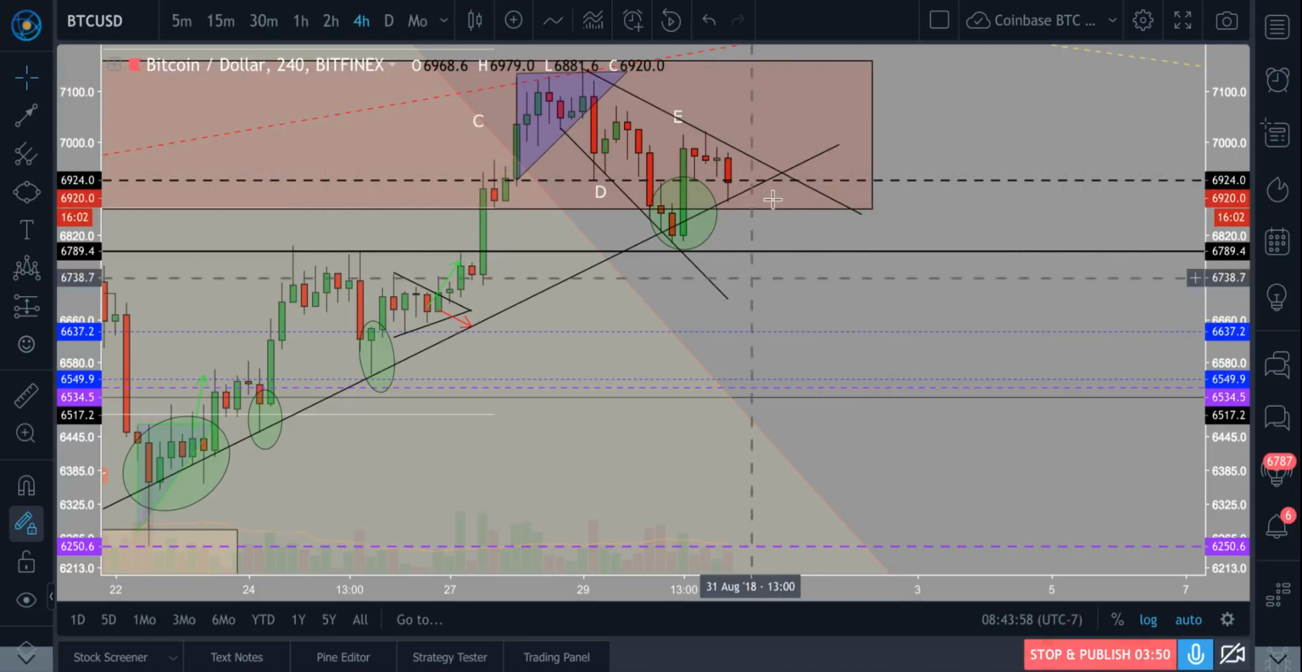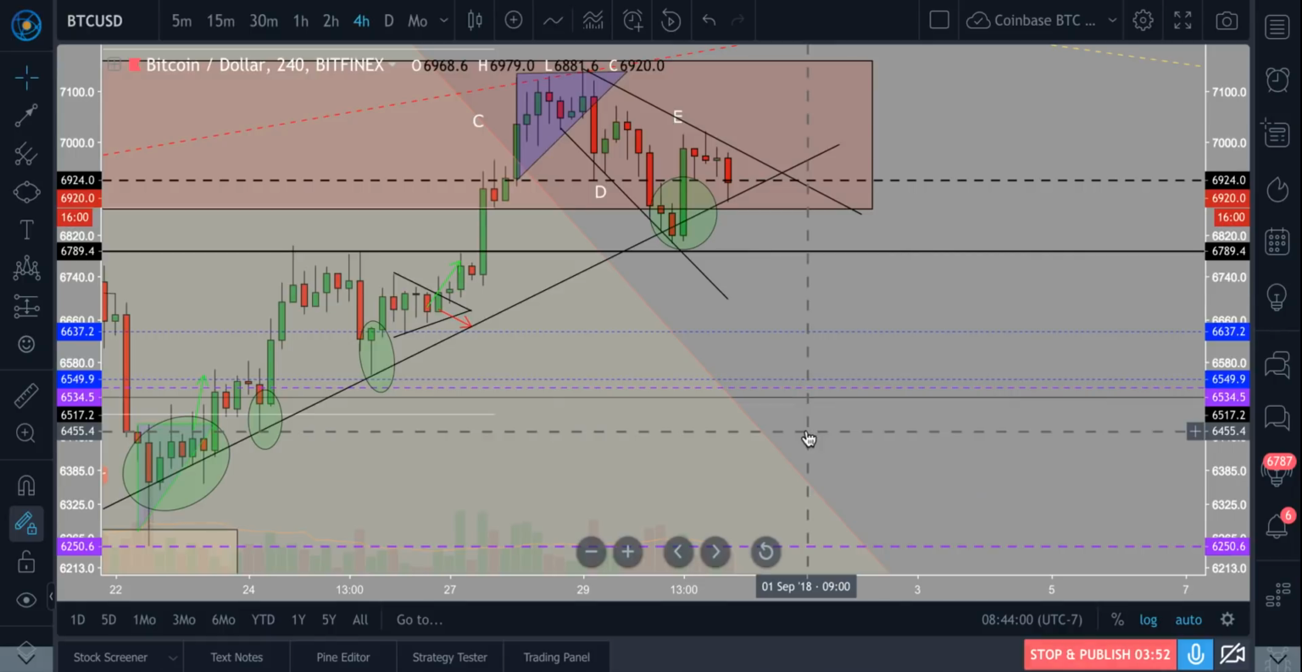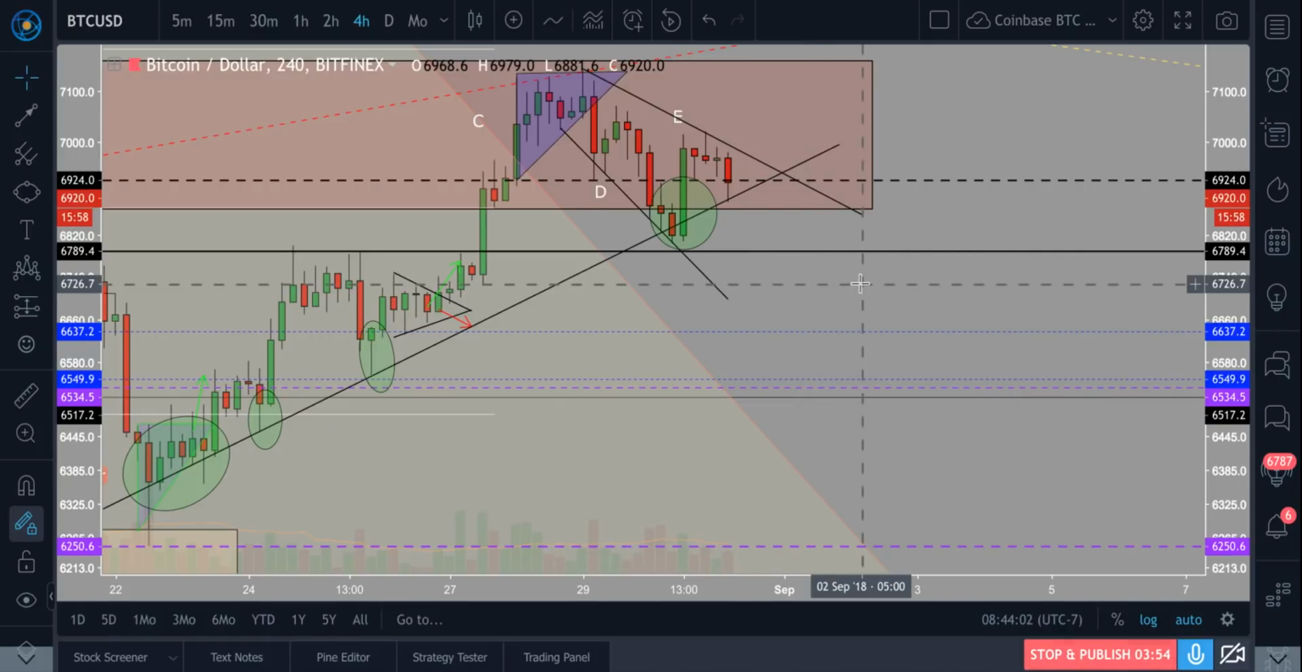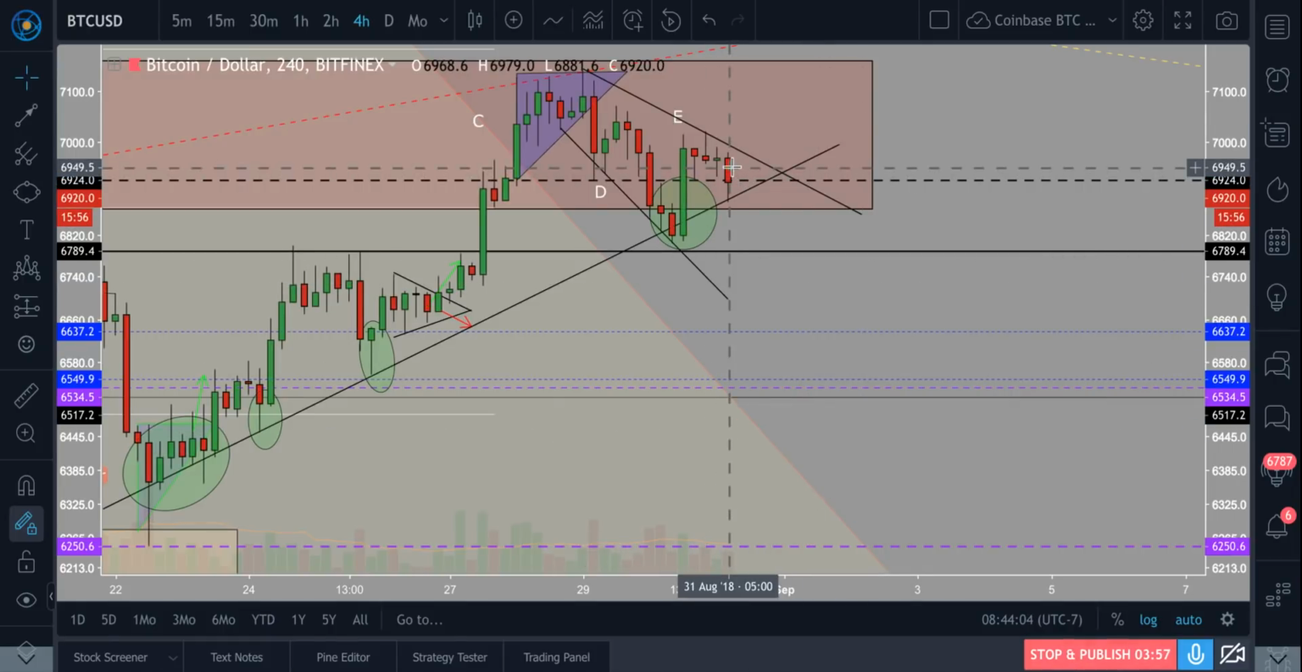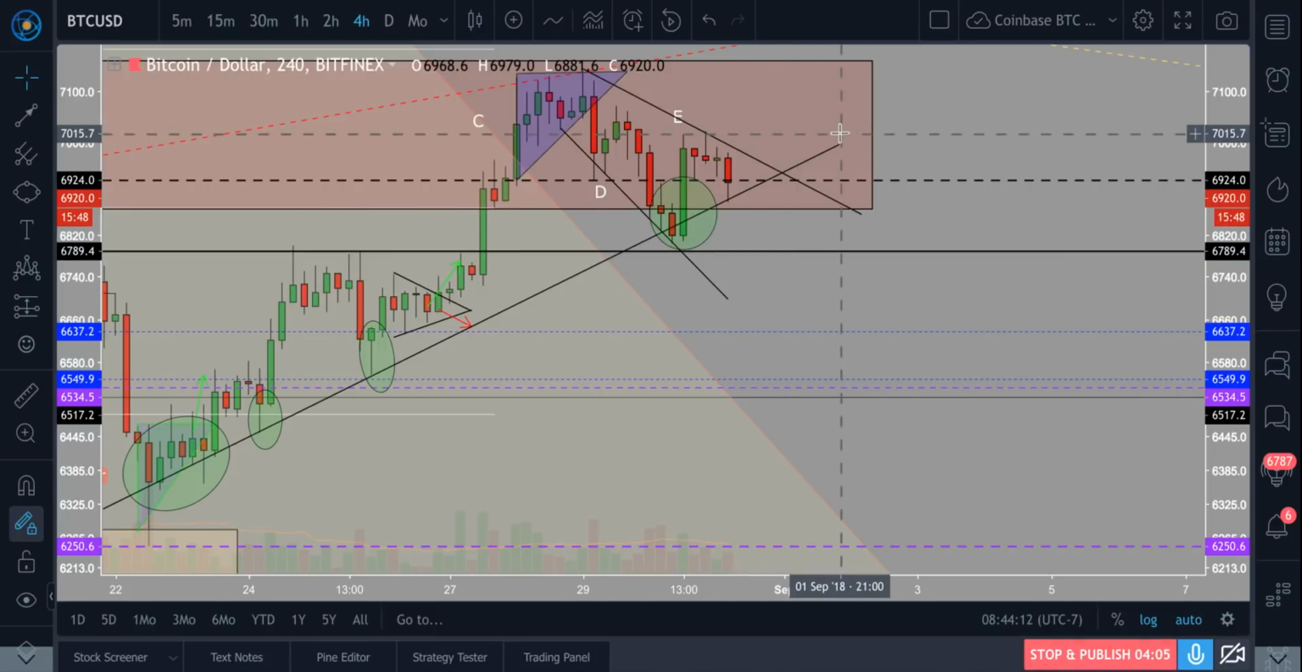So there may be buyers below or maybe even farther down below. So again, risky trade if you want to trade currently. But if it does come down here to maybe 6,800, who knows? We might be able to catch a trade to the upside.